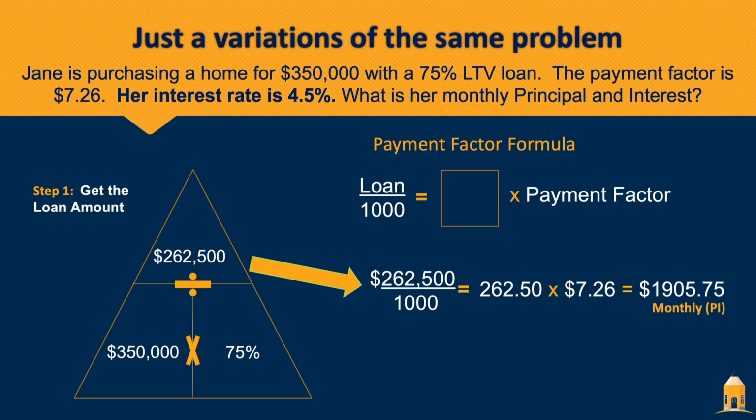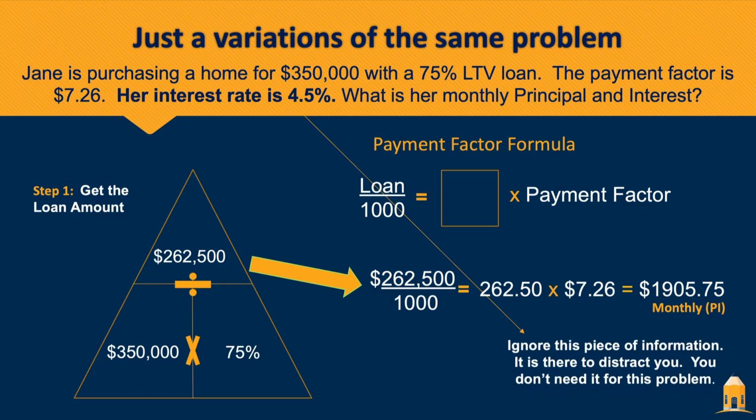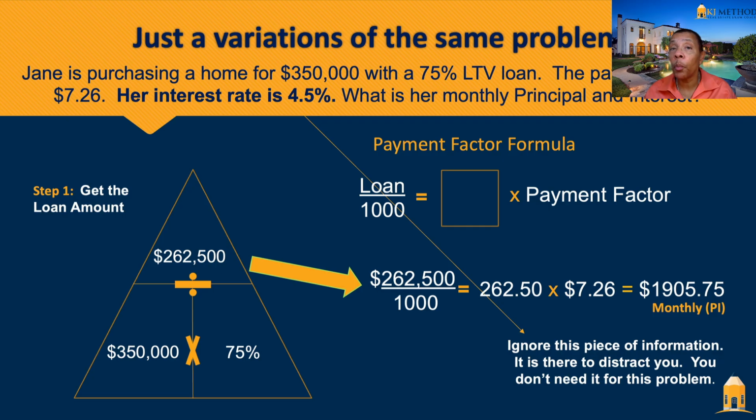Now, I'm sure you're like, KJ, what about that 4.5% in there? That's the problem. They got students running all around looking for how to use that 4.5%. You don't need it in this problem. Ignore this information. It's there to throw you off. If you go back a couple of slides and remember that payment factor, when we found the 7.59 ourselves, it included the interest rate already. So we don't have to use that number again. It was already included when we got to the payment factor. So that's just there to throw you off.